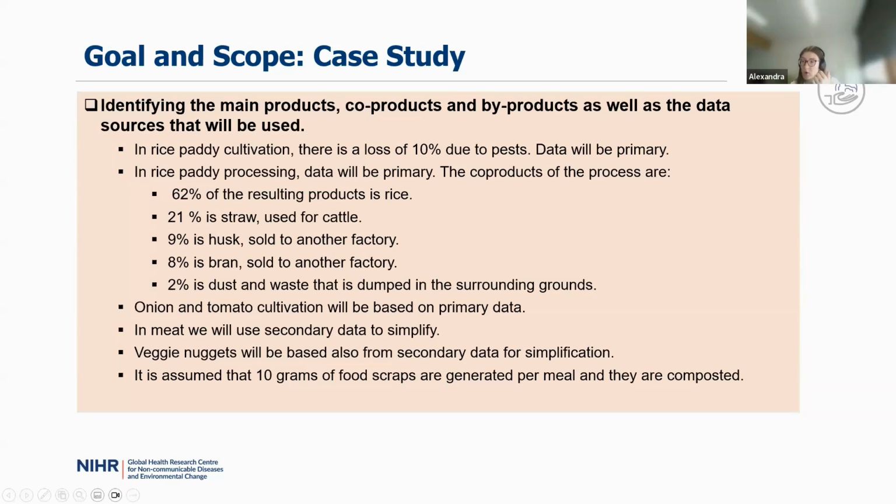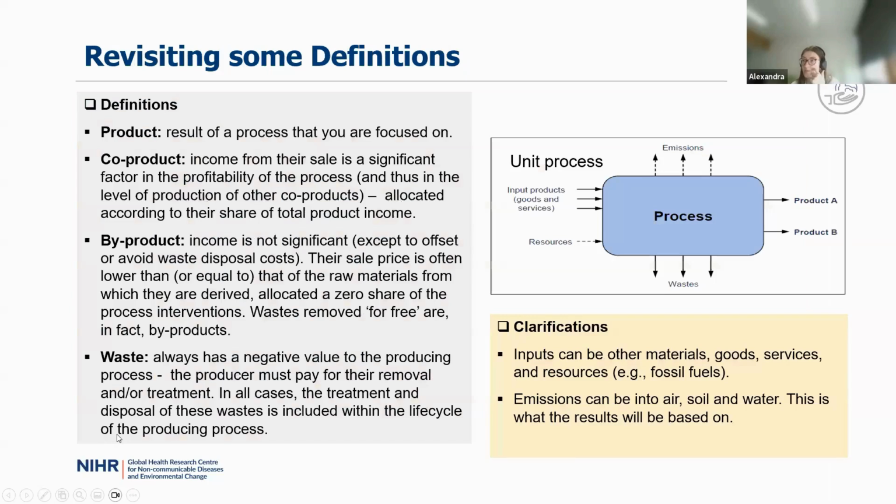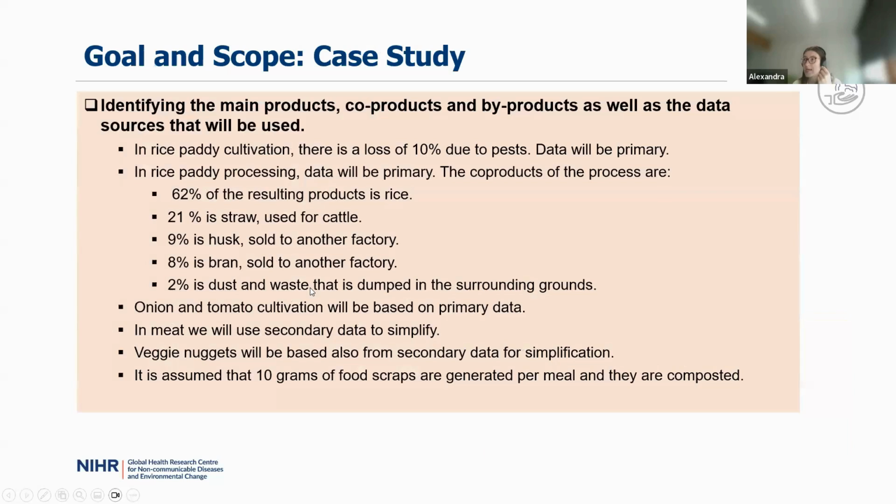What is the difference between co-products and byproducts? This is something that we discussed last session. A co-product is another product that occurs from the same process, but that we can profit from, we can sell for another process. A byproduct is something that we can use for another process, but there is no economic value in this case. So what we do know is that the straw is used for cattle. So what would it be? Co-product or byproduct?